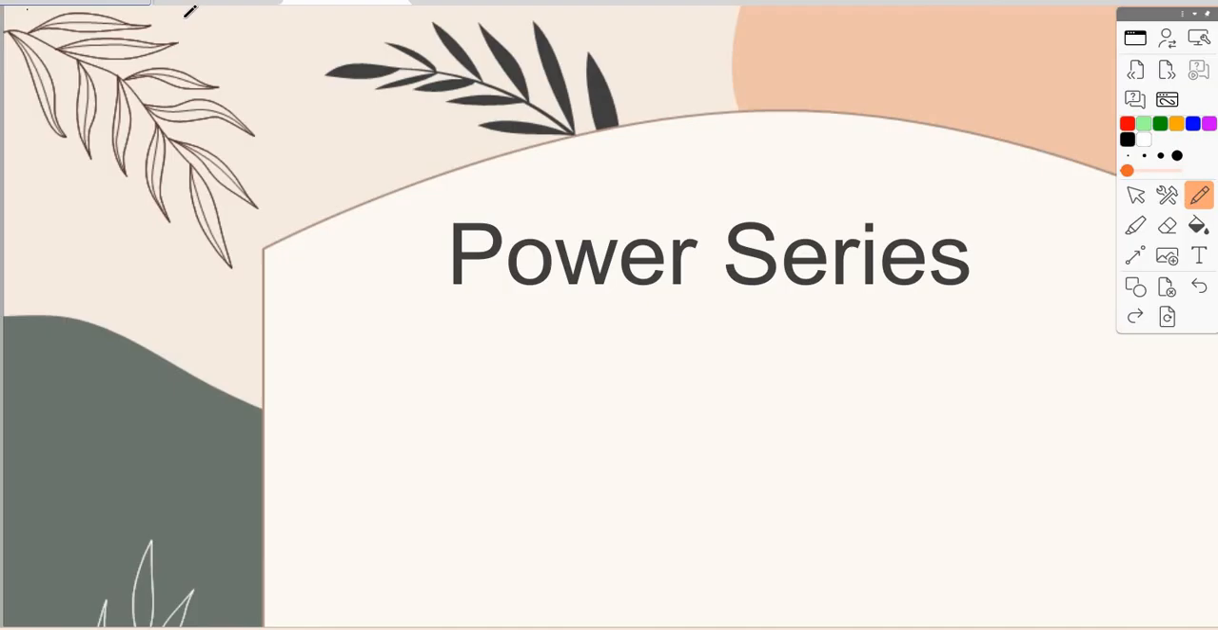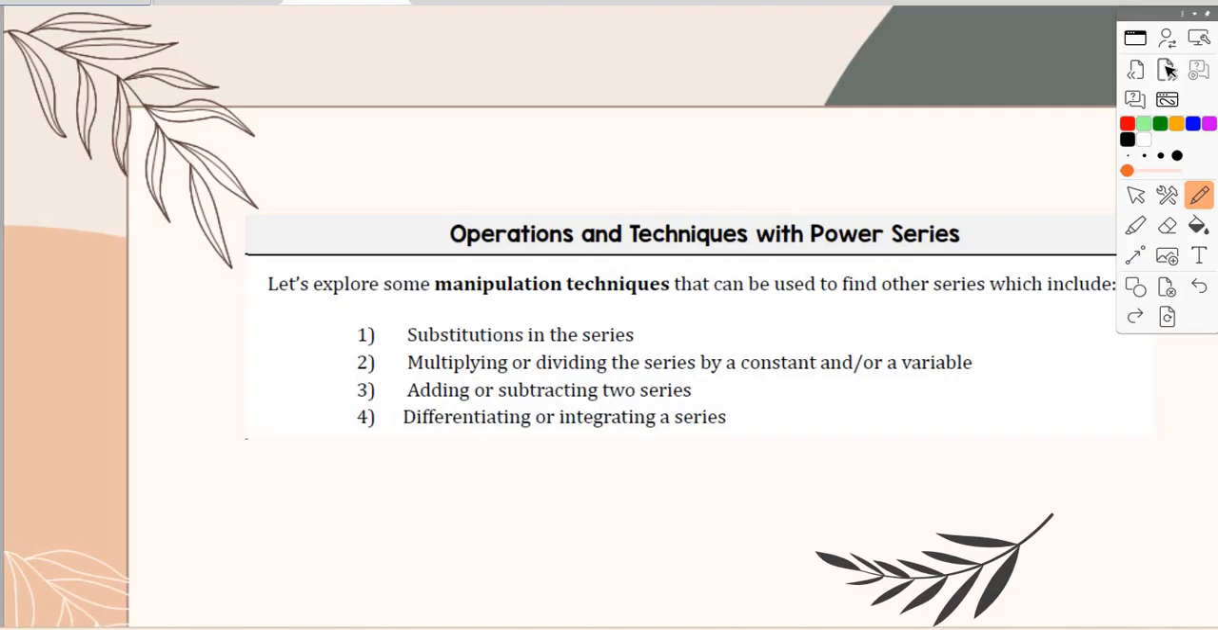Every once in a while it'll be adding or subtracting, but mostly it's going to be multiplying or dividing or taking the derivative or integral of a series. So we can do some of these things, okay? And we're going to look at why those are helpful and things like that.